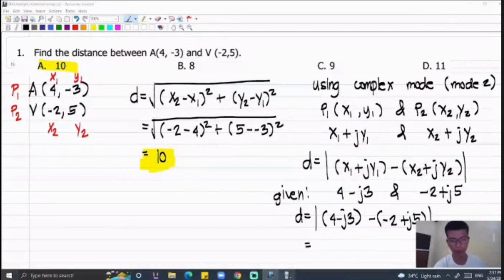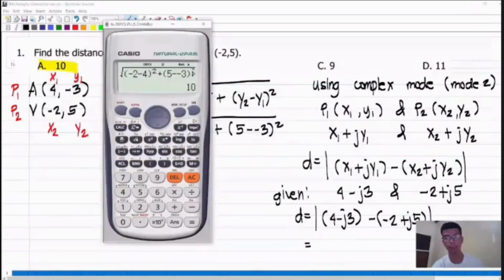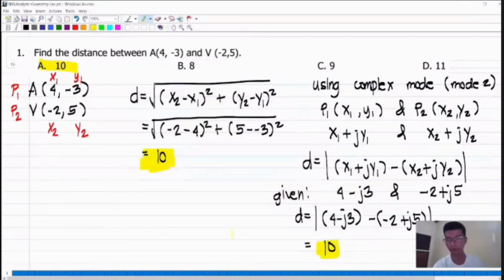So yung calculation natin ay dapat complex mode, mode number 2, and then absolute value of the quantity 4 minus 3i minus negative 2 plus 5i, and that is 10. So parehas natin. Okay?